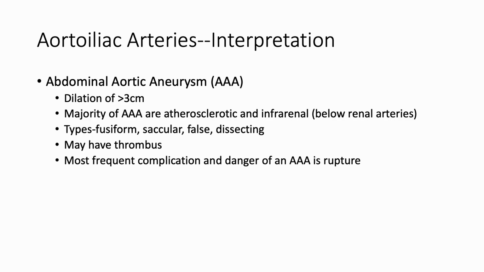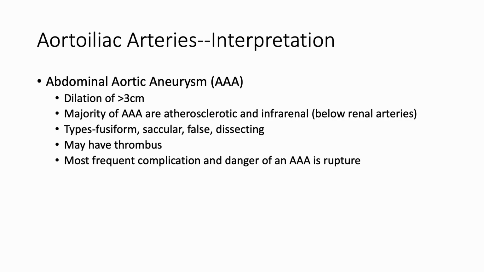Types of AAAs are fusiform, saccular, false, and dissecting. They may have thrombus in them. Oftentimes they do. The most frequent complication and danger of AAA is rupture. That will kill a patient very quickly, so it is a major emergency.